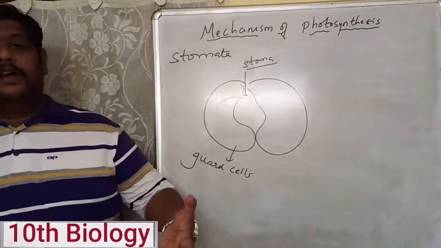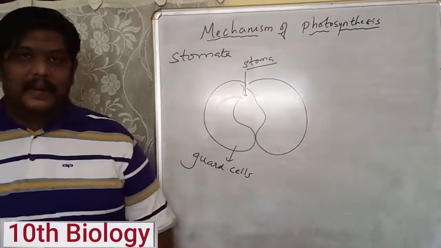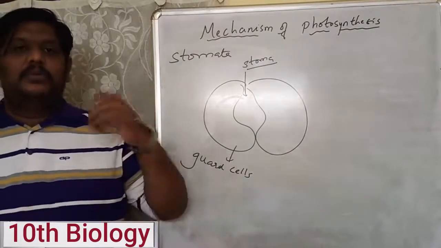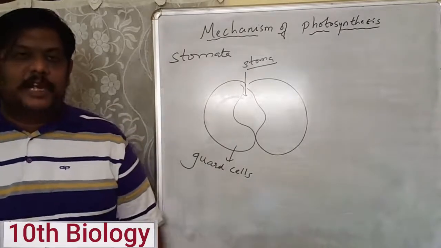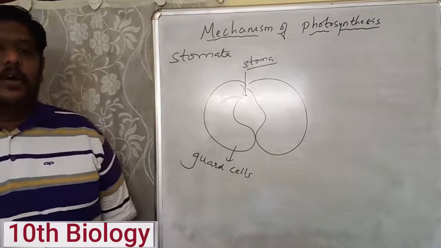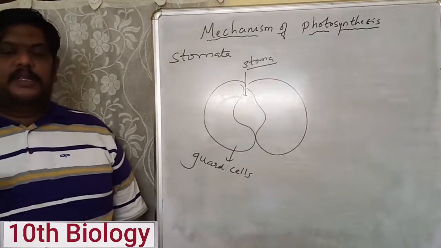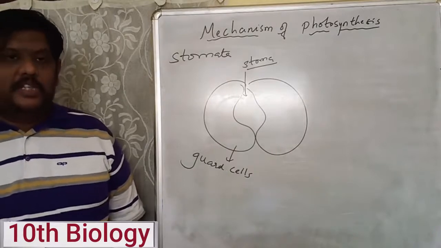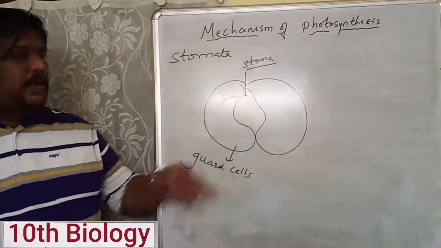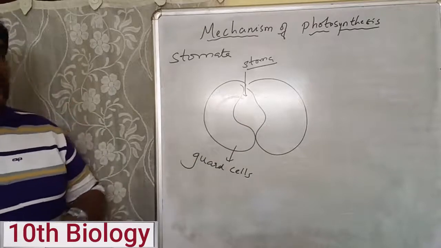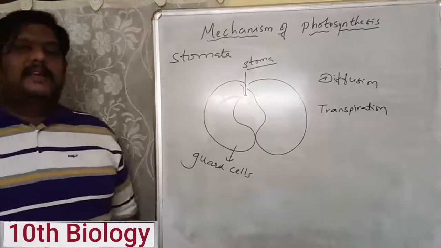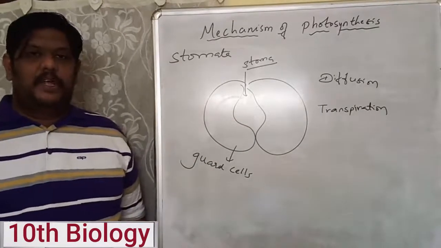When the water becomes excess in the plant, it is sent out through a process called transpiration. It comes out in the form of water vapor. This process is called transpiration. So stomata are responsible for two things, children: one is diffusion and the second one is transpiration.